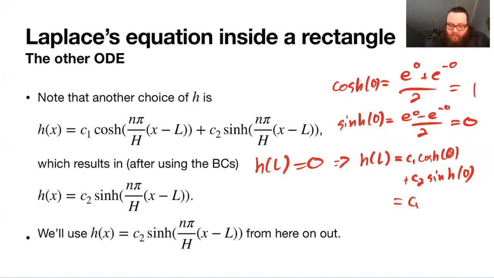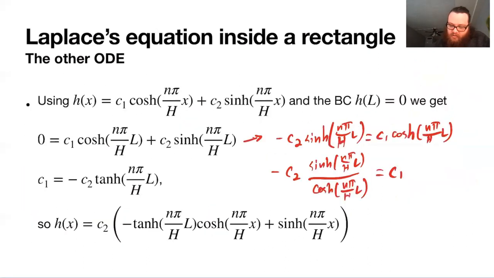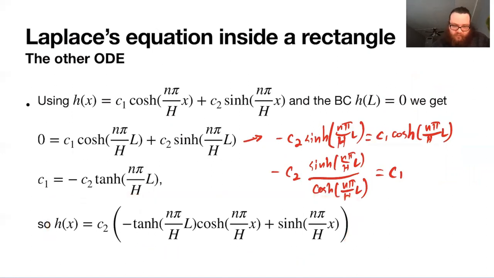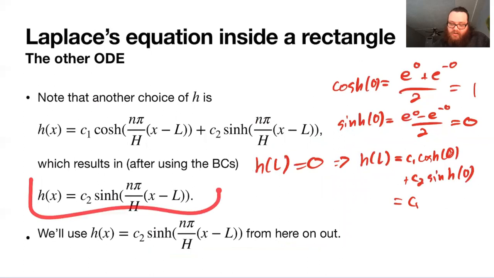Okay. So this is another way of writing what that solution for h looks like. So this is one option. This is another option, for reasons of convenience, and we don't want to write out this whole thing every time. We're going to use this as our product solution going forward.